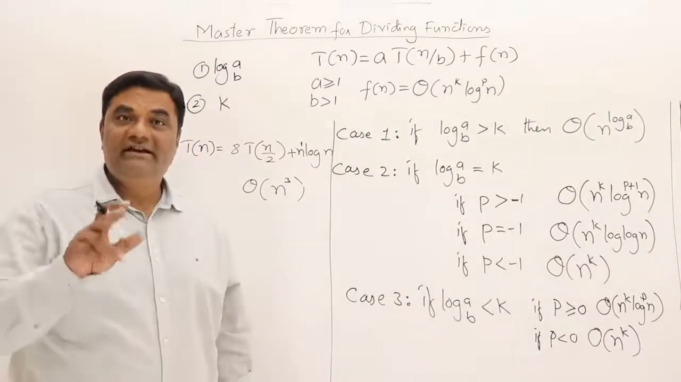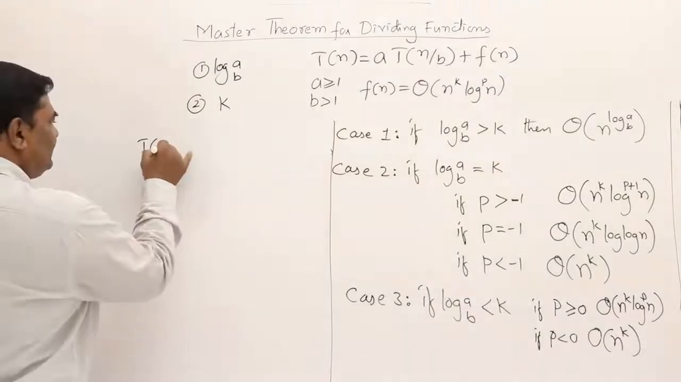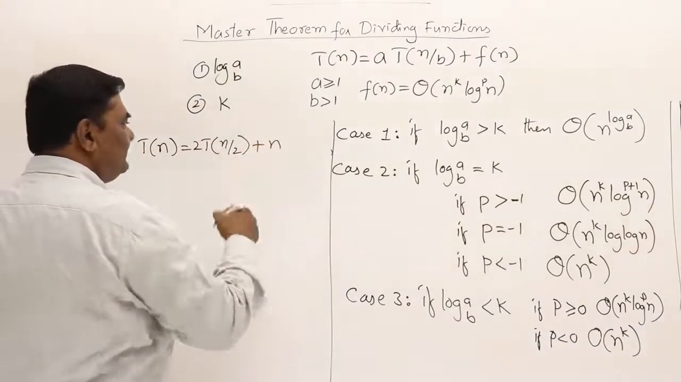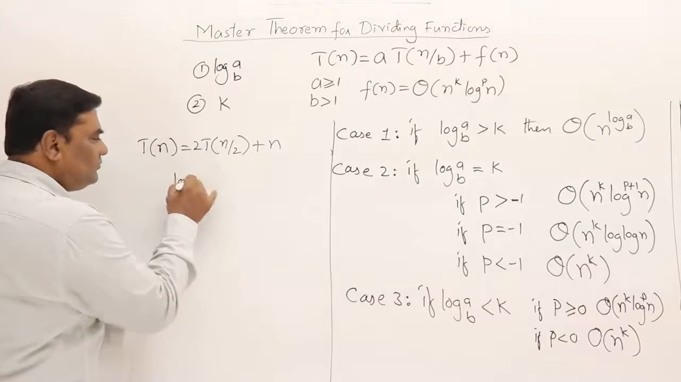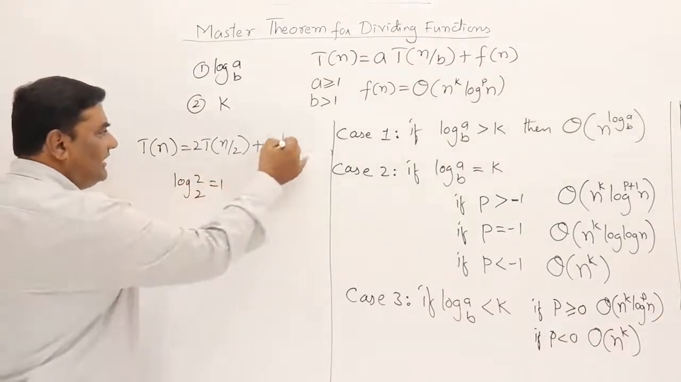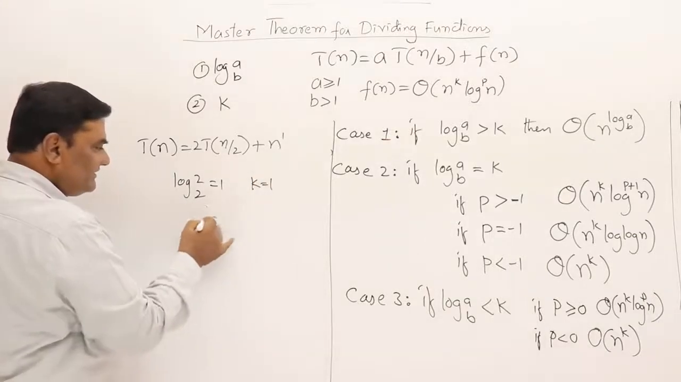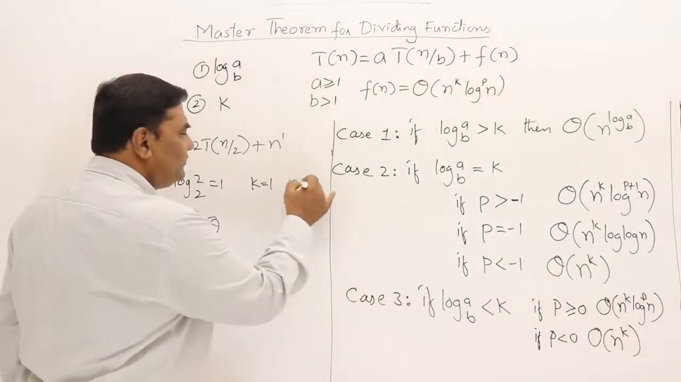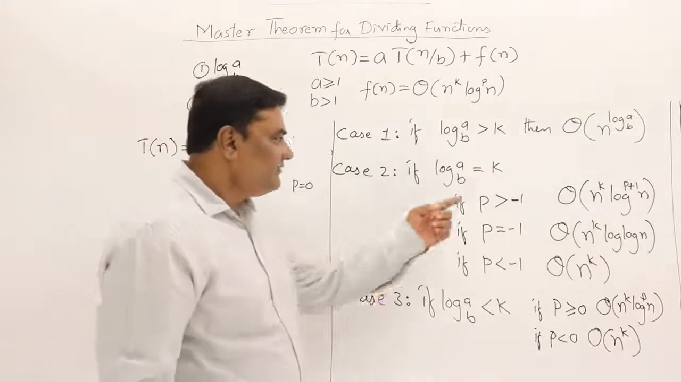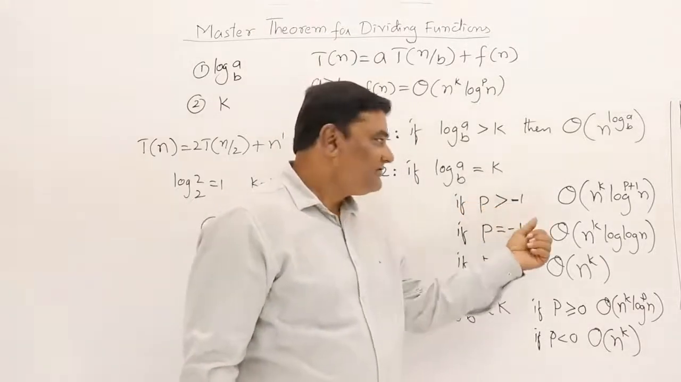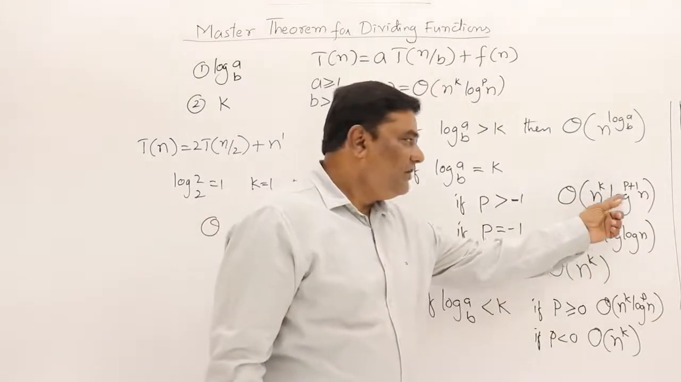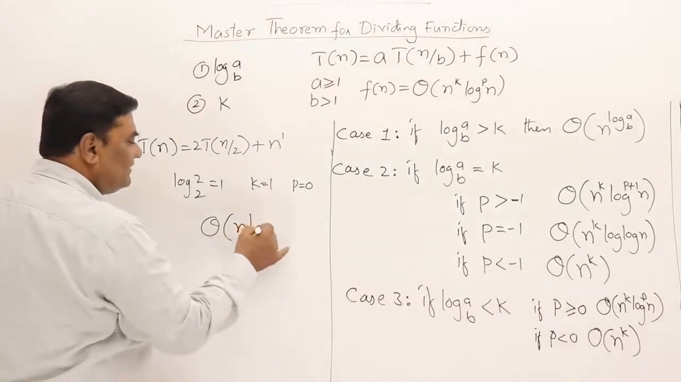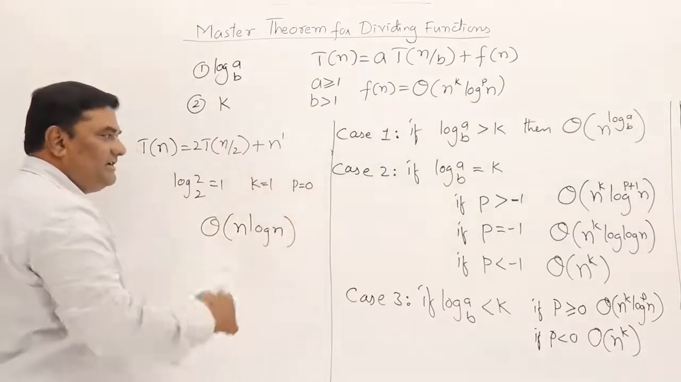Alright. Next we'll look at second case. Tn is equal to 2T(n/2) plus n. Log 2 base 2 is 1 and k is 1. So they are equal. Then what is the p here? There is no log n, so p is 0. P is 0, right? So p is greater than minus 1. So what it should be? n power k and log power p plus 1. So whatever n is, n log n. So p was 0, so I made it as 1.